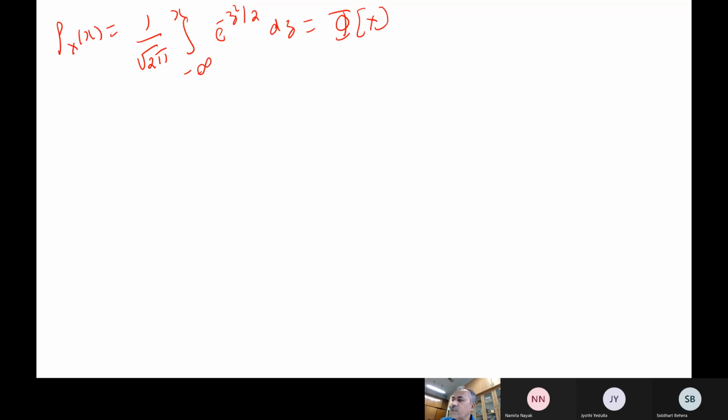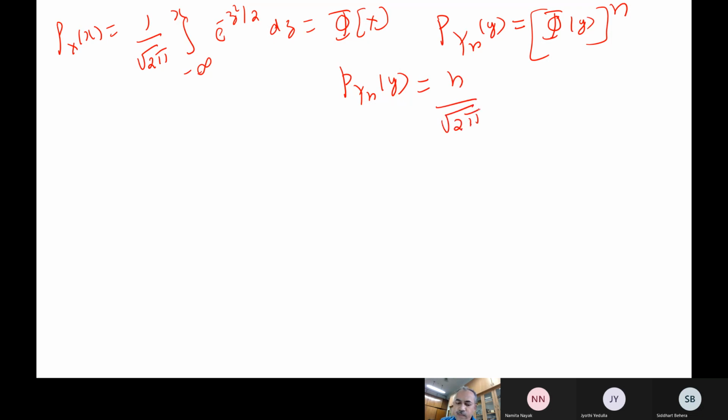Now for the largest value, the distribution P_Yn(y) will be phi of y whole to the power of n. So this is for the normal distribution, and for the density function you have to differentiate this value. So n by root of 2 pi, phi of y to the power of n minus 1, e to the power of minus y square by 2.